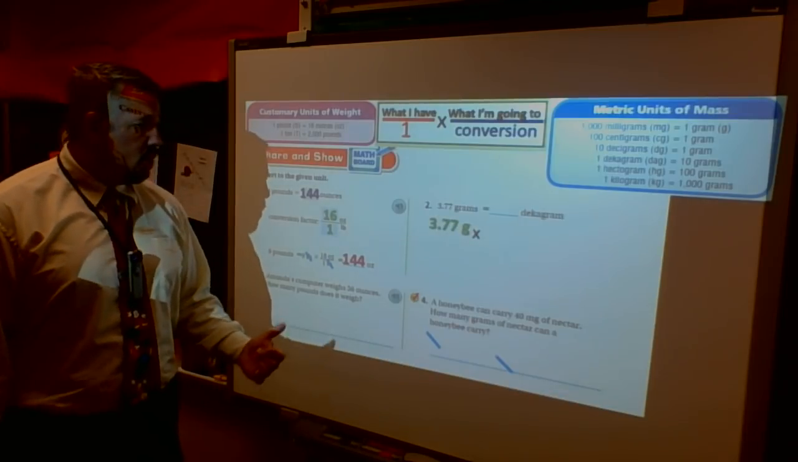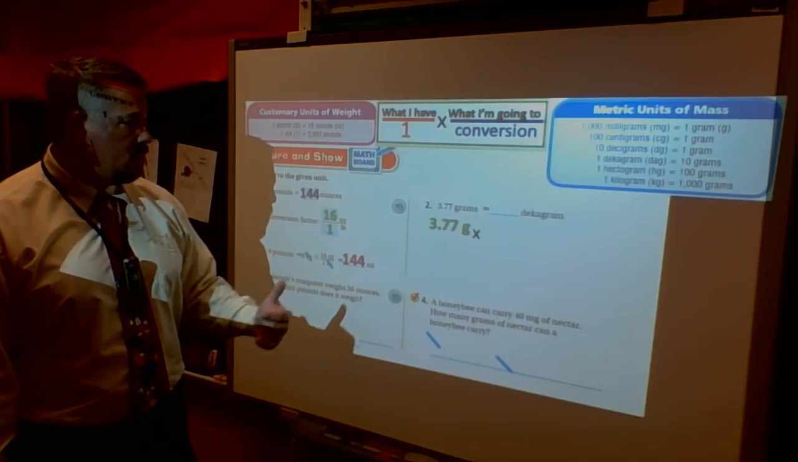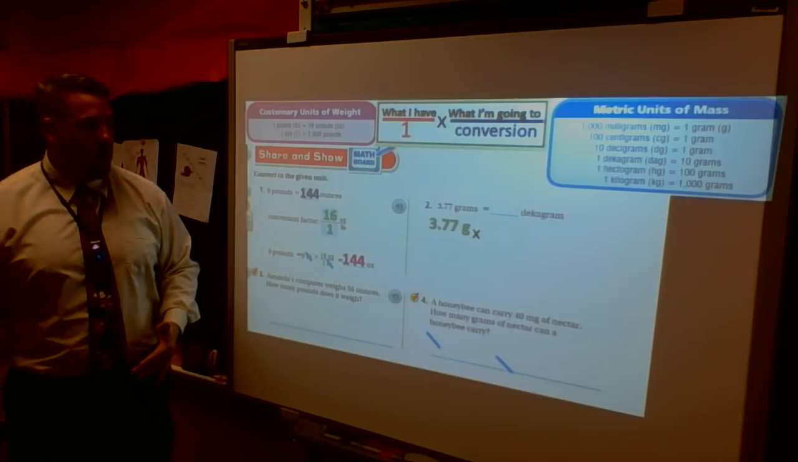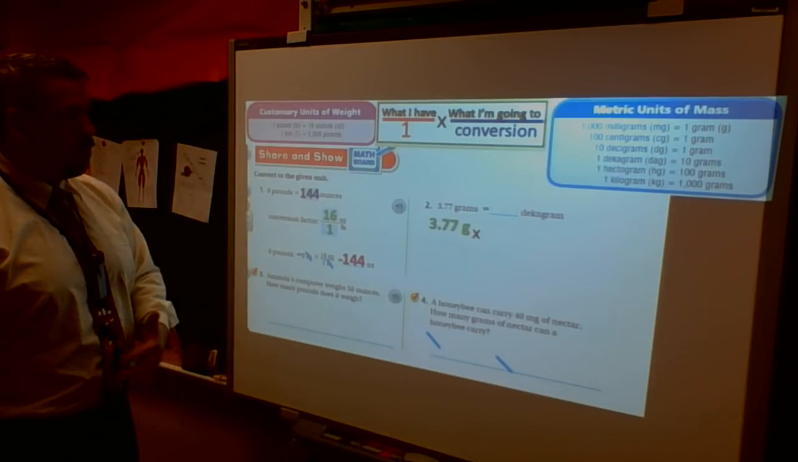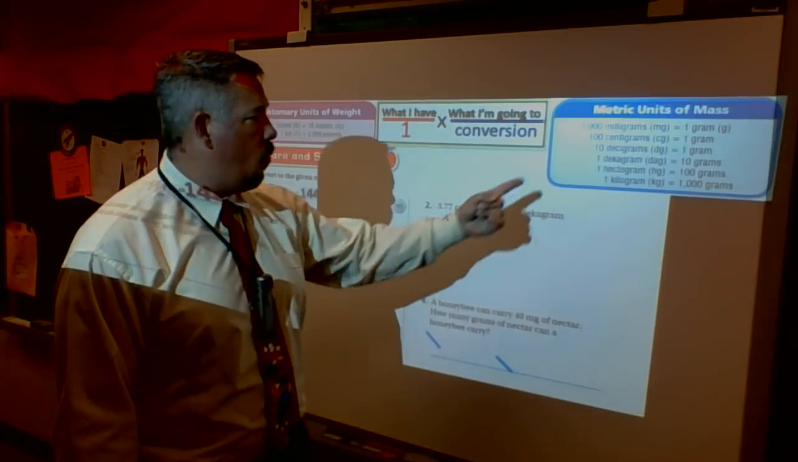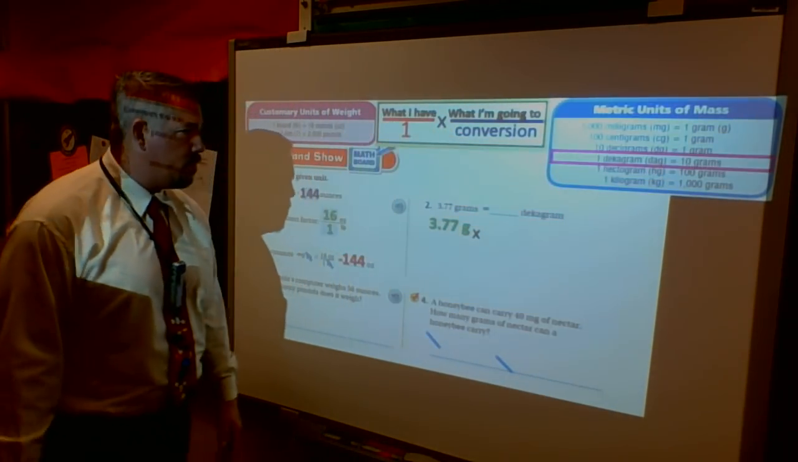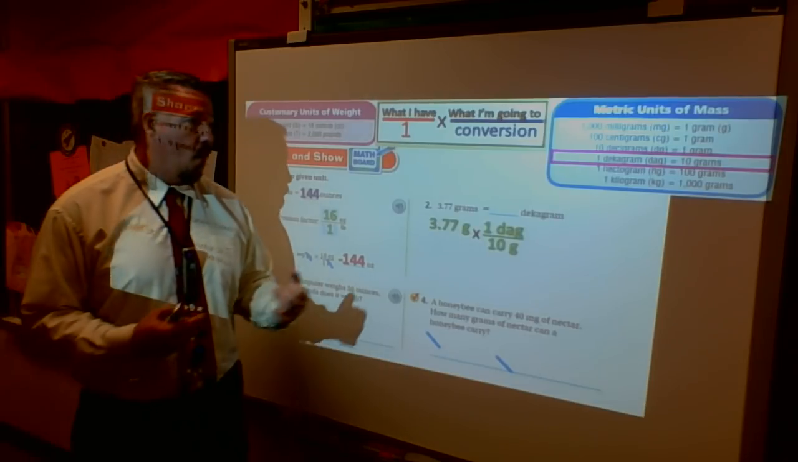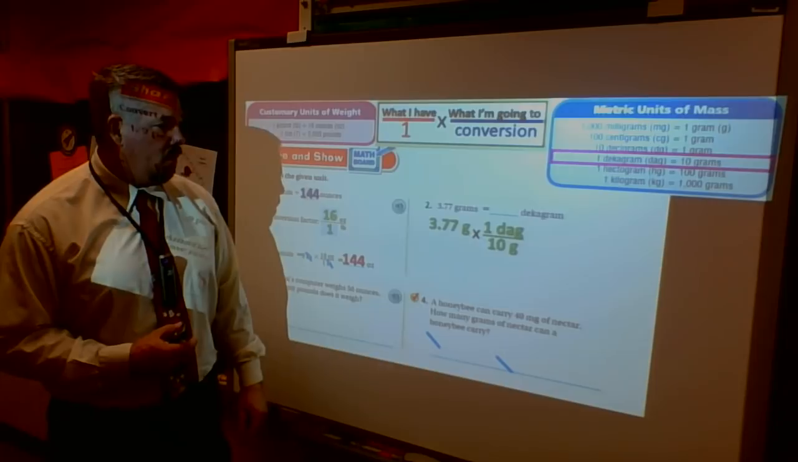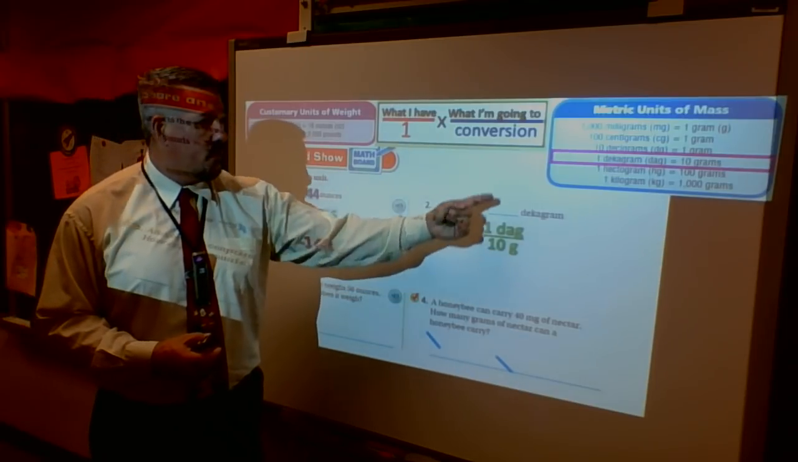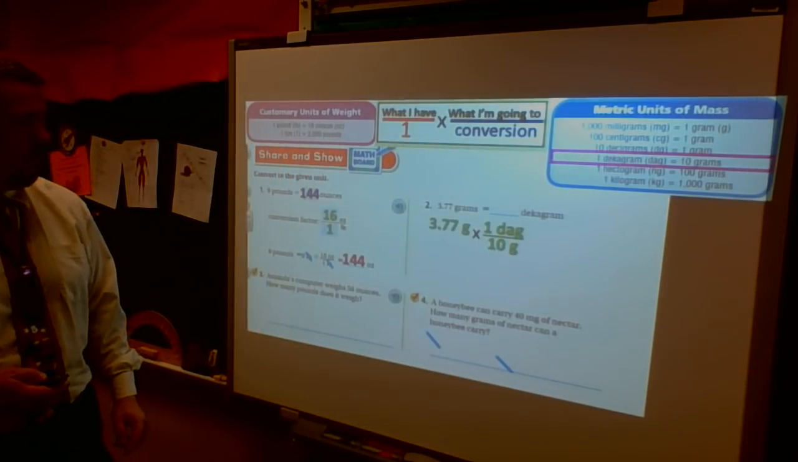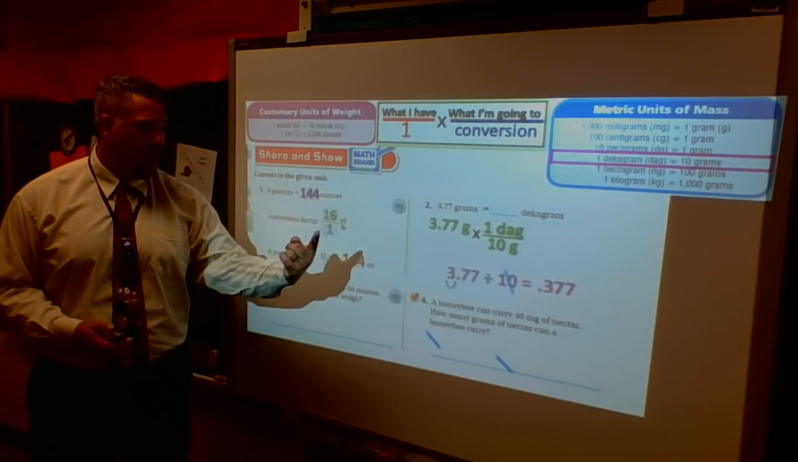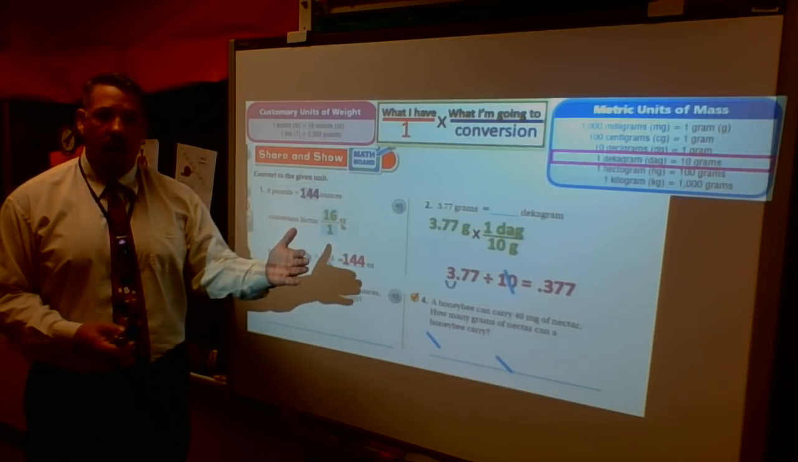On number 2, going from grams to decagrams. So I have 3.77 grams times decagrams. Well, what's my conversion for decagrams from grams? Well, it says that 1 decagram is the same as 10 grams. So if I know what the conversion rate is, I just set up what I'm going to, decagrams, DAG, what I'm starting with on the bottom. So my 10 grams has to be on the bottom. Lets me cross-reduce and convert my labels into decagrams. And then all I have to do is divide.